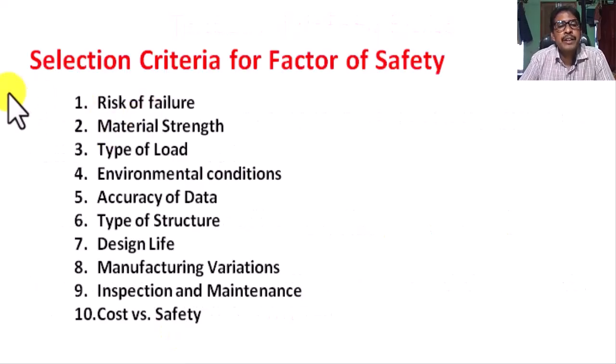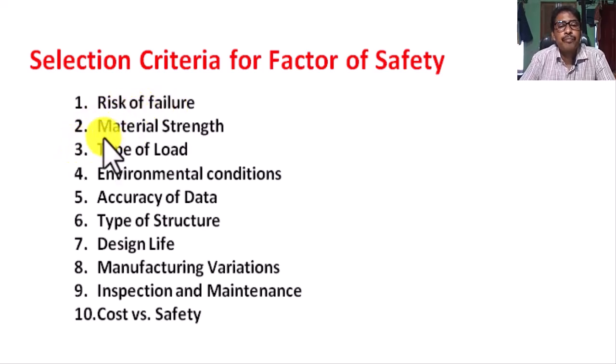Okay, now what is the selection criteria for factor of safety? Number 1, risk of failure. Higher factor of safety for critical systems where failure can cause serious harm, that is bridges, airplane, etc.